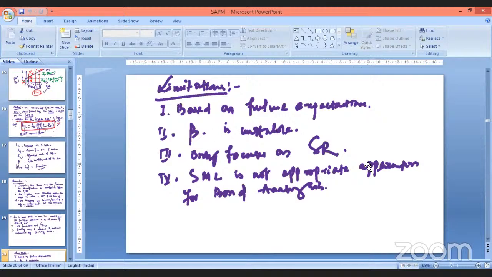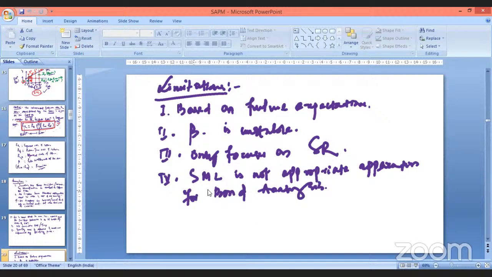Second one is that beta is unstable. We are talking about beta as the risk coefficient of an individual security. Since it is the risk coefficient, it may be unstable. It is volatile. We cannot say that the risk associated with this security will remain fixed. Again, the third criticism is that this model focuses only on systematic risk. It is not focusing on unsystematic risk, but there may be some unsystematic risk associated with the portfolio.